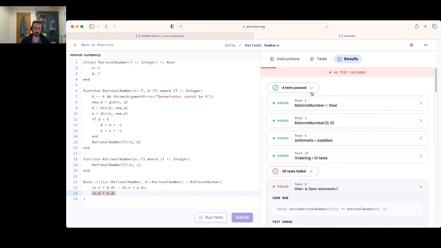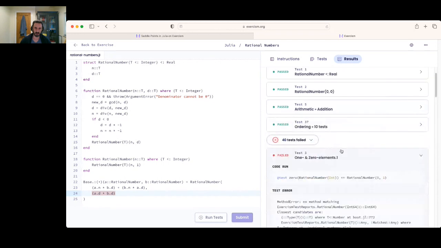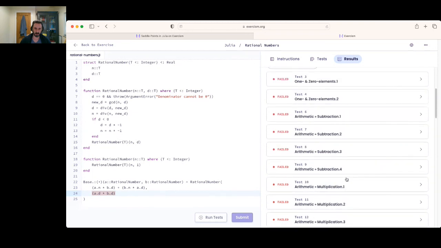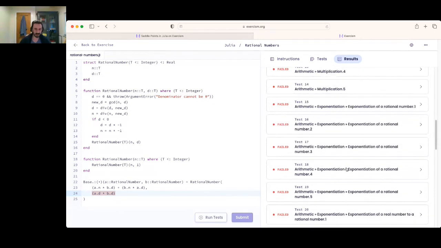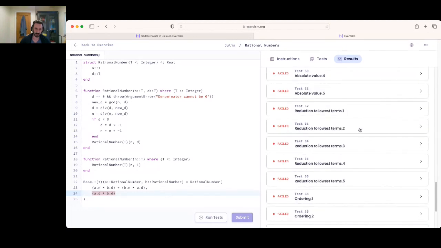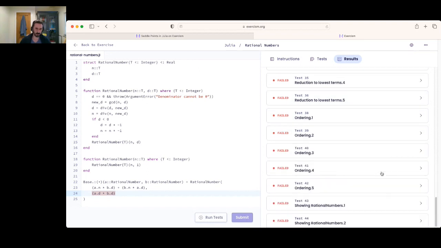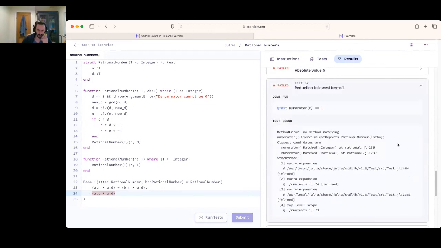Fort has passed, but I think, yes, test 5 addition. Is there any addition things here? Subtraction, multiplication, exponentiation, division, absolute, reduction to lowest terms. Lowest terms, interesting. Oh, okay, yeah, some functions we haven't added. Wonderful. Okay, that was easy. Let's just try those reductions to lowest terms, because that actually looks incredibly simple.